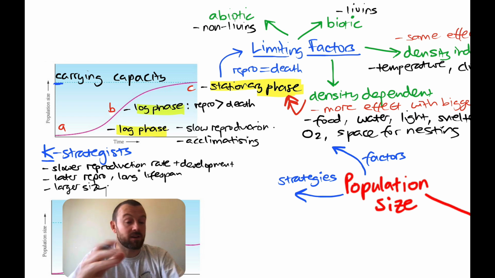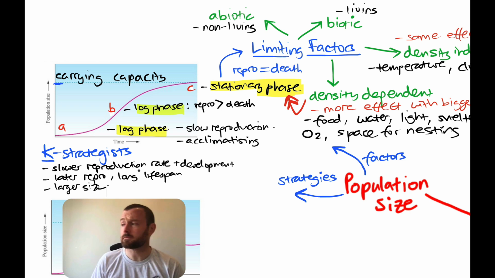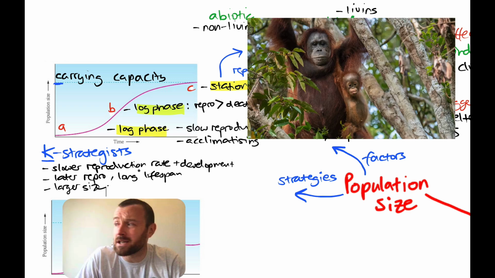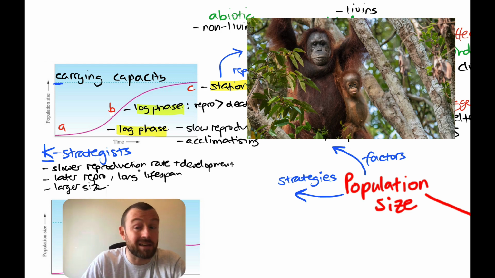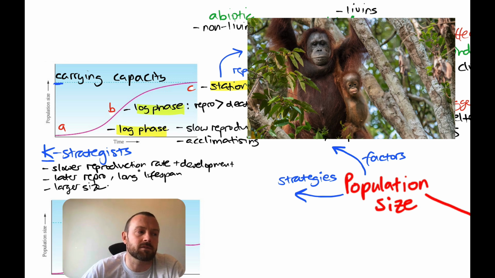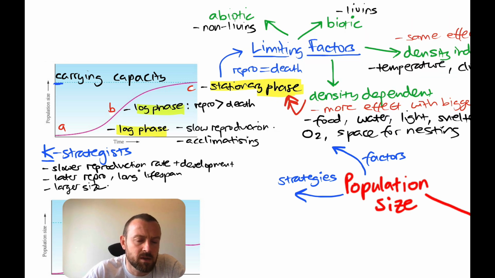When I think of K-strategists, I think of things like an elephant or an orangutan. Those are K-strategists. When a baby orangutan is born, it spends 11 years with its mum, learning the ropes, learning the jungle and learning what to eat. And then it doesn't become sexually mature for a few years after it leaves its mother. So for an orangutan population to grow, it takes a great amount of time. Likewise, elephants are slowly reproducing animals with large body mass.